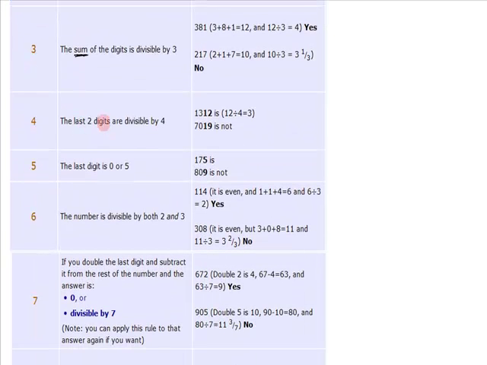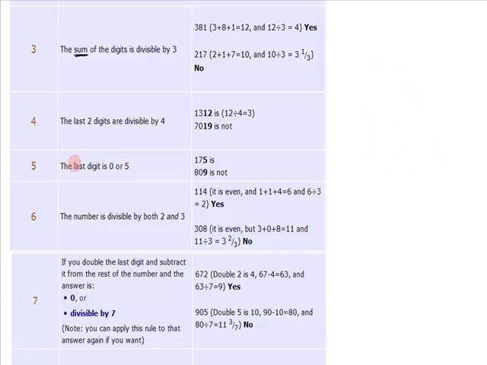If you take the last 2 digits of a number, if that's divisible by 4, so is the whole number. For example, 1,312. Look at just the last 2 digits. Is 12 divisible by 4? Yes, then so is 1,312. Take a look at 7019. Last 2 digits. Is 19 divisible by 4? Does 4 go in there evenly? No. Then it doesn't go into the whole number evenly. So just the last 2 digits. For 5.